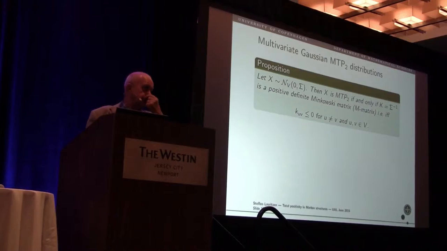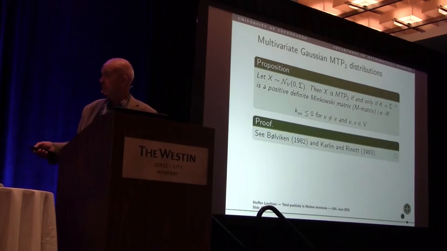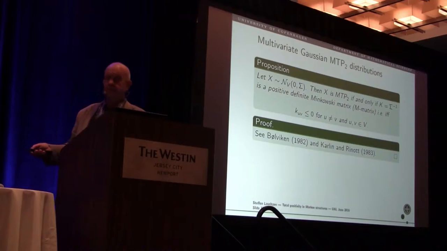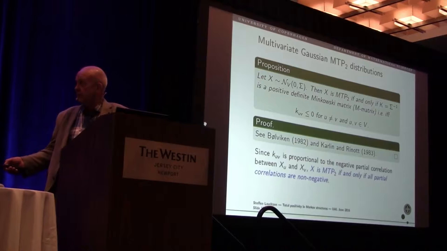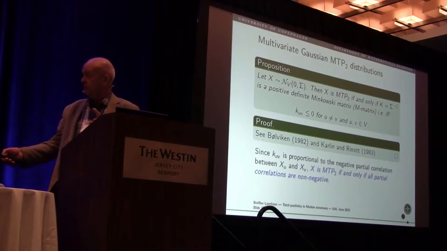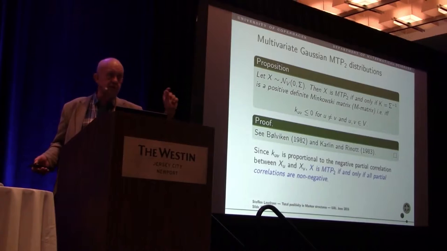So this is again a very simple characterization of MTP2, and this goes a little further back, but not much further, a little more recent than the original paper. It has been known for a long time. So a different way of saying MTP2 for a Gaussian distribution is that every inverse element is just a scaled negative of the partial correlation. So it just says all partial correlations should be non-negative.